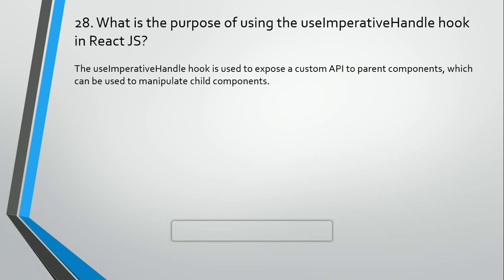What is the purpose of using the useImperativeHandle hook in React.js? This is another important concept you can delve into in detail by watching a separate video on the useImperativeHandle hook. Look, the useImperativeHandle hook is used to expose a custom API to parent components, which can be used to manipulate child components.